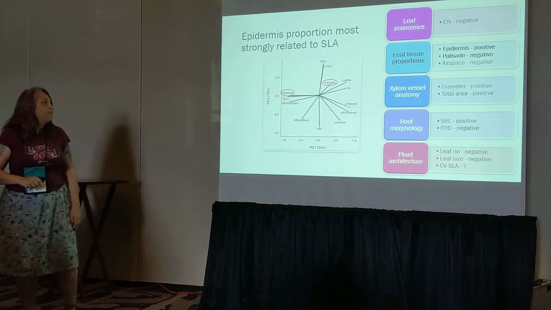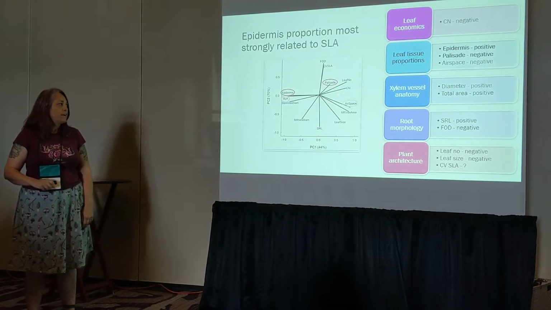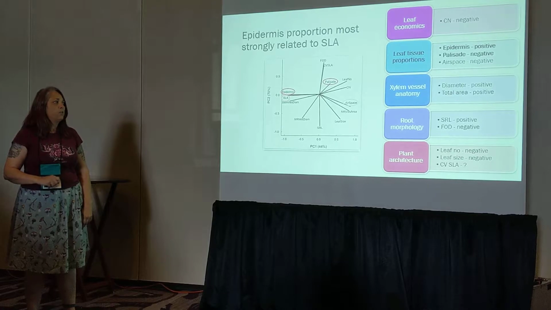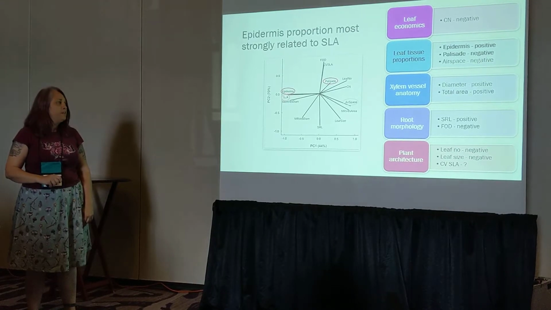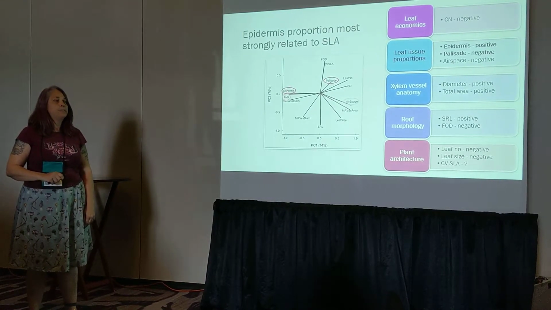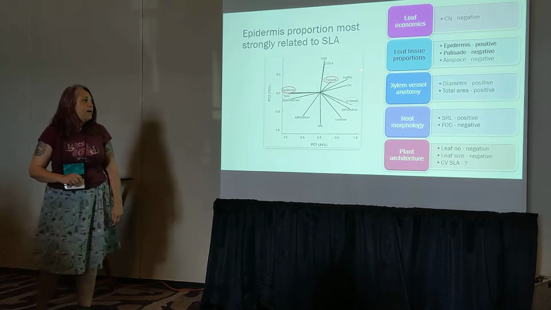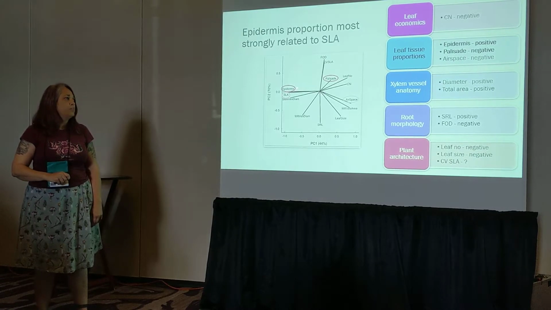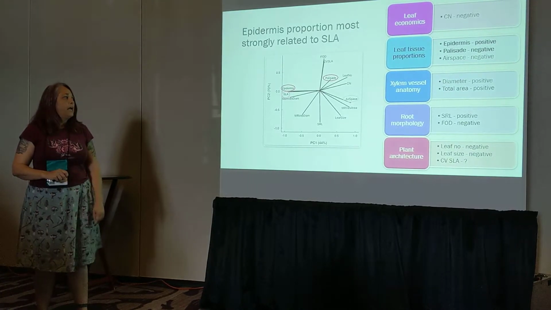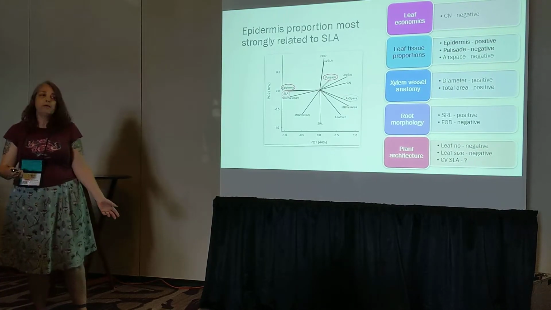We do see that for leaf tissue proportions, epidermis, look at how tightly it's correlated with specific leaf area. This is the trait that explains SLA in the rhododendrons that we studied. We also see that palisade had that negative relationship, not unexpectedly, and airspace had a negative relationship, as we would expect.